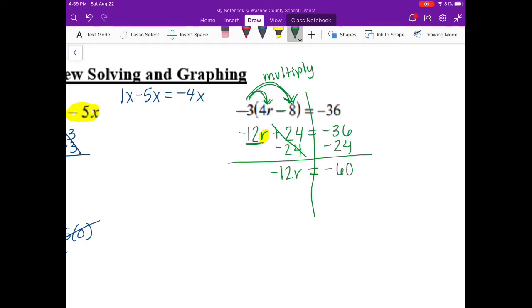Then again, I have a negative 12r, but remember these are being multiplied, so I'm going to divide by negative 12 to get rid of it. That leaves me with r equals a negative divided by a negative is going to be a positive answer, and then 60 divided by 12 gives me 5. And I'll let you go ahead and check your answer by substituting it back into the original equation.